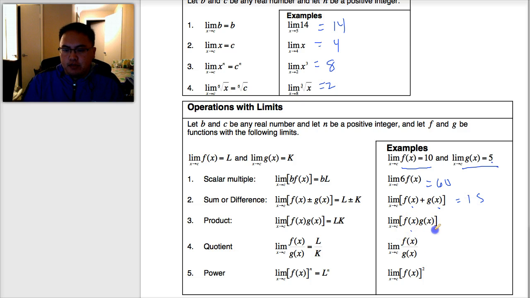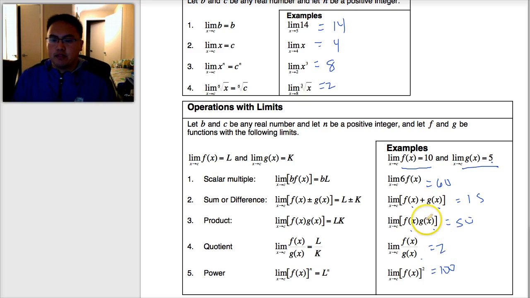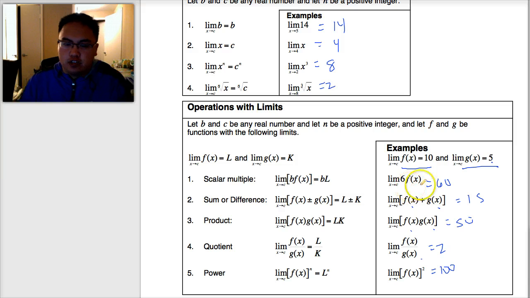This one says f times g, that would be 50. This one says f divided by g, 10 divided by 5 is 2. And this one says f of x squared, 10 squared is 100. So I really think this topic of calculus, at least for the first section, you guys can understand.